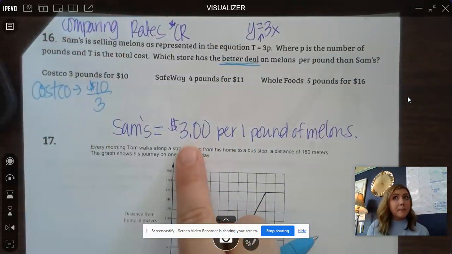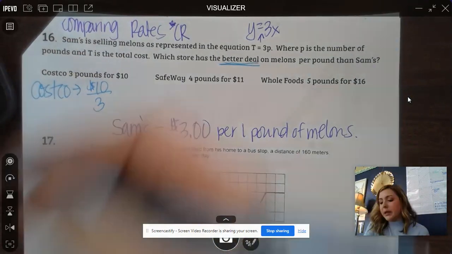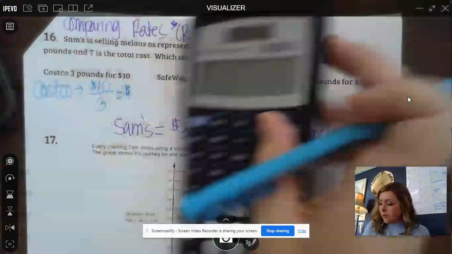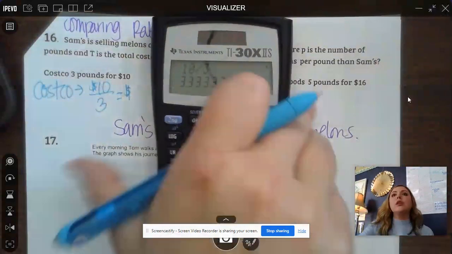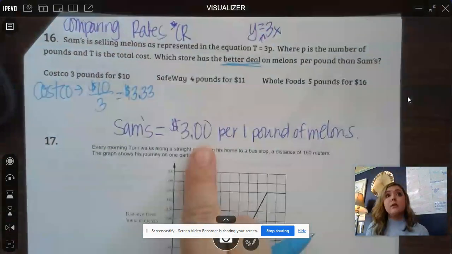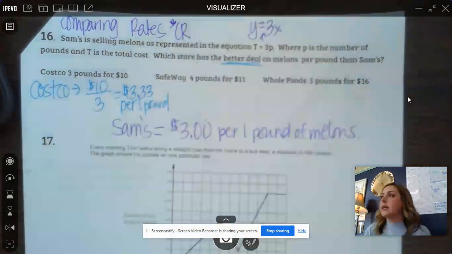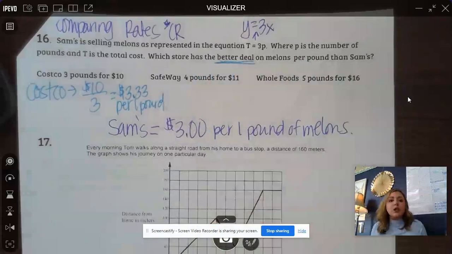Does that make sense? So you tell me, what is $10 split by 3 pounds? How much money per 1 pound would that be? $10 split by 3 pounds is $3.33 per 1 pound. Is that a better deal than Sam's? No, that's more. It's 33 cents more. Very good, per 1 pound. So that is not a better deal. Okay, so you need to keep doing the next two and tell me which one is a better deal.